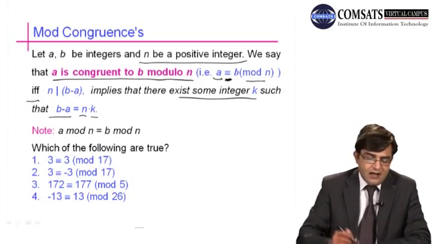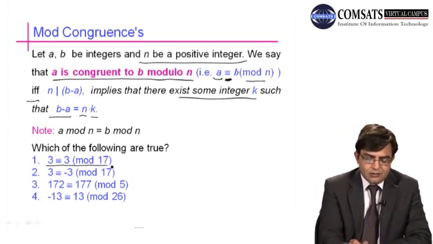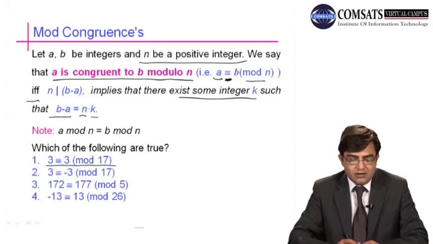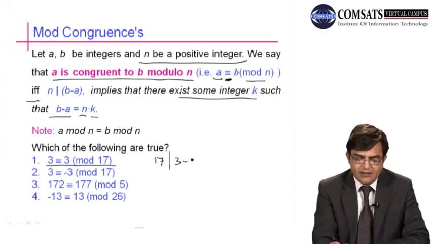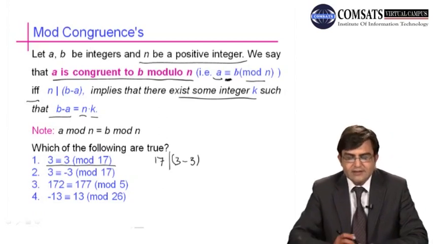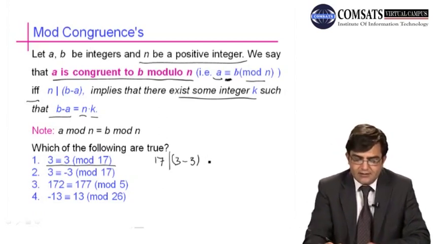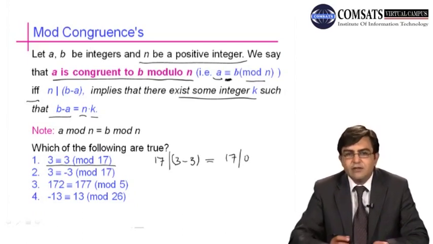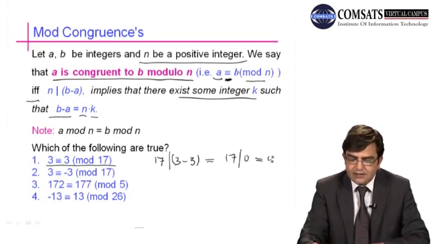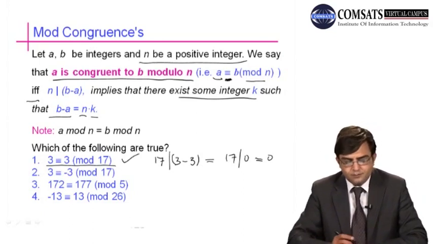For example, if we have 3 is congruent to 3 mod 17, then what does it mean? It means that 17 divides 3 minus 3. So whether it is true or not, this is basically equal to 17 divides 0. Every number divides 0, so this statement is true.